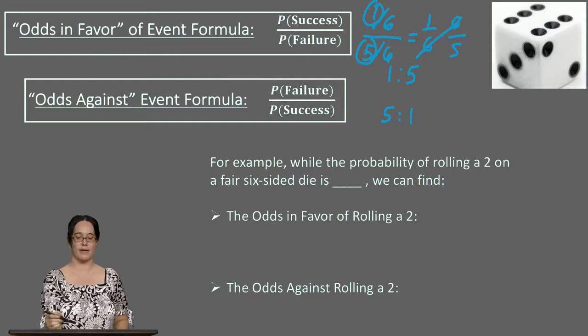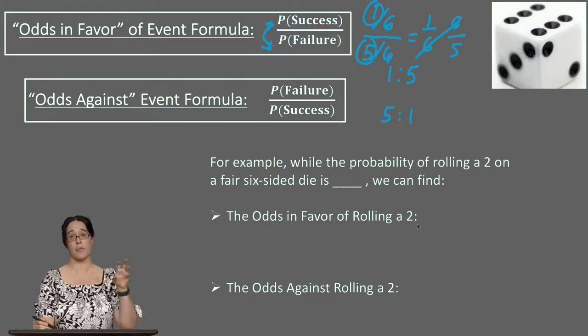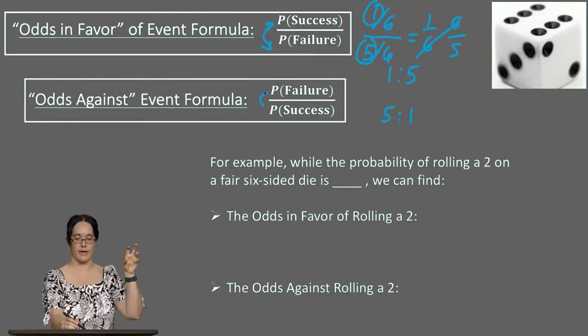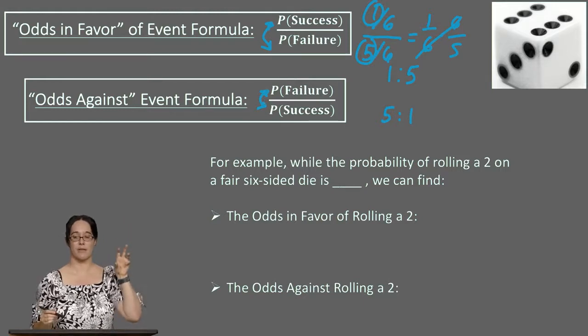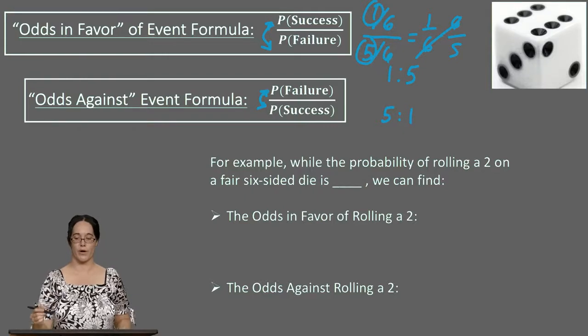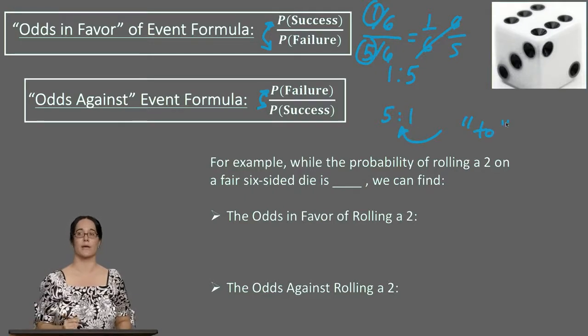So how would I have done that? I would have just flipped the definition here. Instead of probability of success in the numerator, I would put the probability of failure in the numerator, and success in the denominator. So we'd have 5 over 6 divided by 1 over 6, which reduces just to 5 over 1, or 5 to 1. So notice here that this colon is read with the word "to".